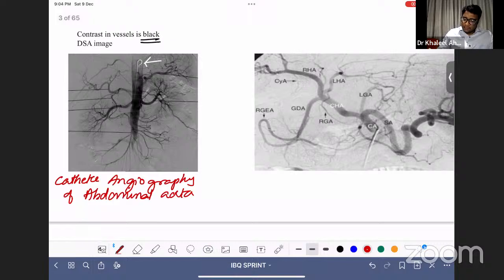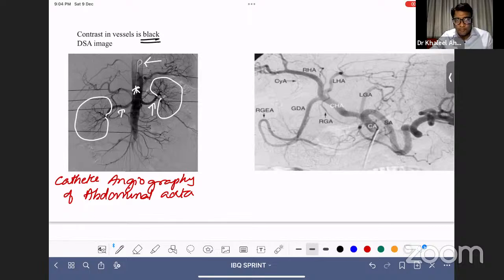Now, what do you think is this? I hope you can see these are the renal vessels, showing the blush in the kidneys. So this is the aorta showing the renal vessels. This is digital subtraction angiography of the abdominal aorta.